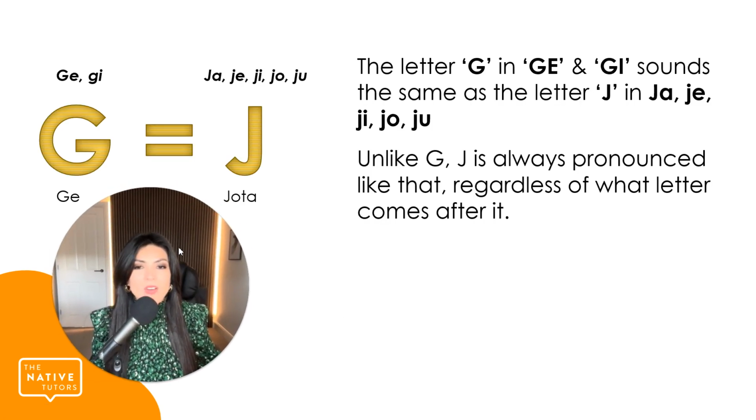Muy bien. Now, what about the J? How does the J sound? It sounds just like the GE or GI. So this one sounds he, he. This one sounds ha, he, ho, ho. You know, in English, when you're texting and you want to laugh, you write H-A, H-A, H-A. In Spanish, we actually write J-A, J-A, J-A, because this is the way it sounds for us. Okay?